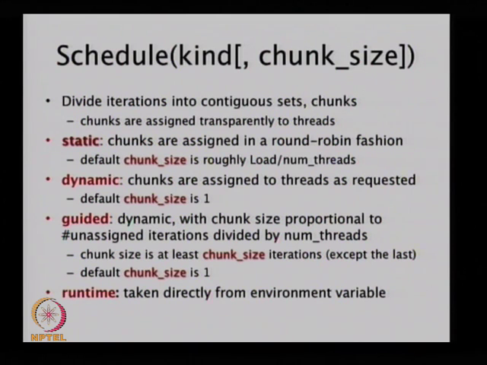How is that specified? There's only one algorithm that says I've got so many things to do, so many threads to do them, and the number of things to do keeps changing dynamically. So, many things remaining to do, divided by the number of processors I have.